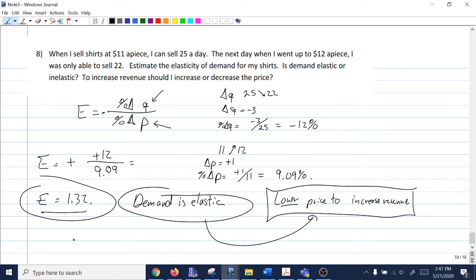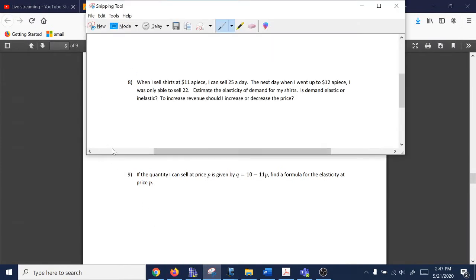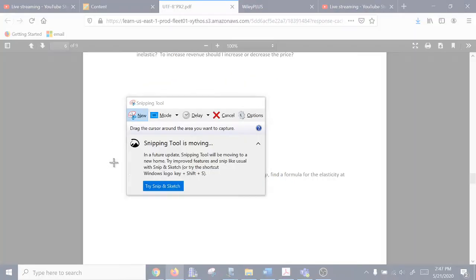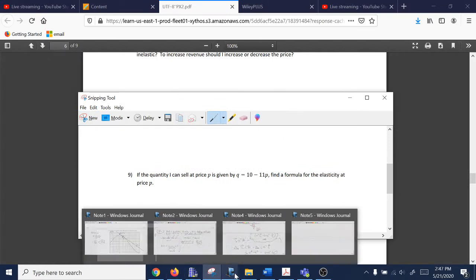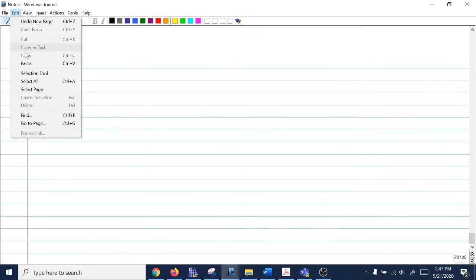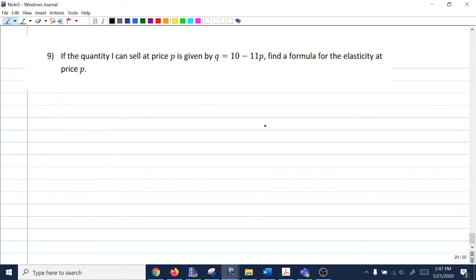You can memorize the relation that bigger than 1 means lower price, but I can never remember that, so I stare at the fraction and reason it through. Here's the other version of elasticity. The other formula for elasticity is negative dq/dp times p over q.